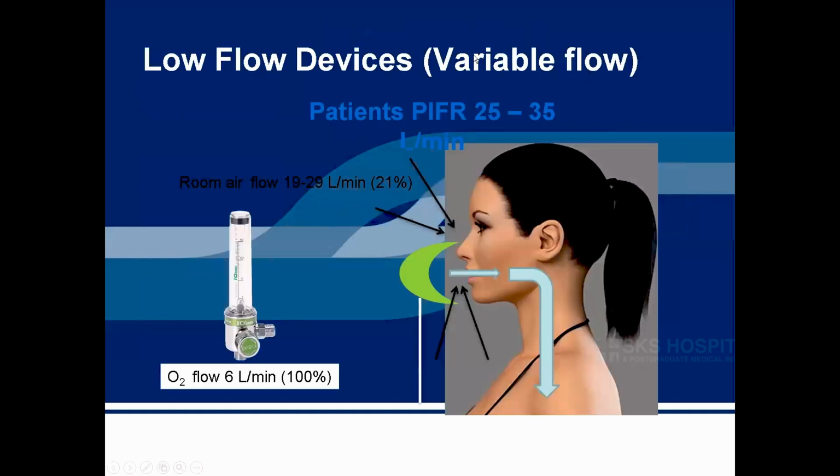So the low flow devices have a variable flow, where you can see that when you're giving 6 liters of oxygen, it is a room air flow which is giving almost 15 to 29 liters, because the peak inspiratory flow is 25 to 35, which I've already explained in the slide. So whatever oxygen is given will get diluted with the room air, and in effect, you may not be able to deliver the amount of oxygen that you are giving. That is why even when you are giving 100% oxygen at 6 liters, you may not be able to achieve an FiO2 which is more than 35 to 40, because that is getting diluted with another 30 liters of room air.